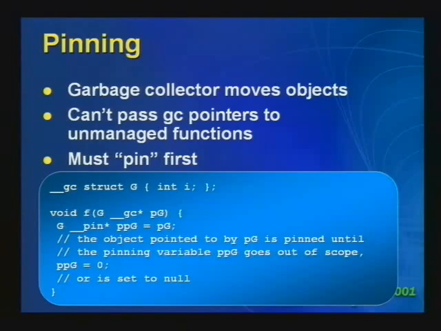What I have in the next line is a function that takes a GC pointer to the struct. So that pointer has the tracking info. The garbage collector is able to track that info and change the value of this pointer when it moves the object.